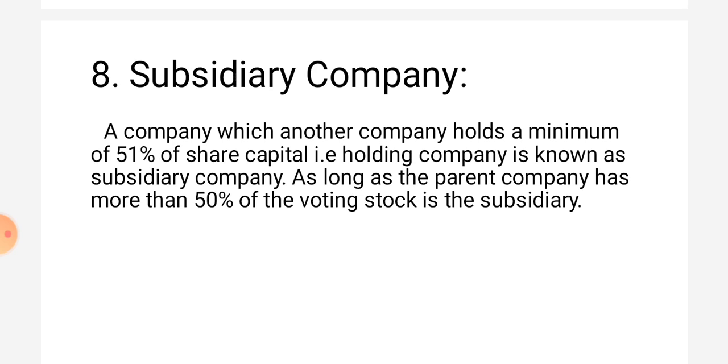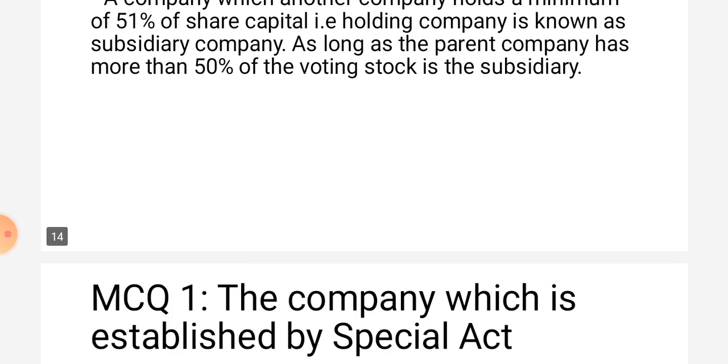As long as the parent company, meaning the holding company, has more than 50% of voting stock, it is the subsidiary. That is, it becomes a subsidiary company. So these are all the types of company.